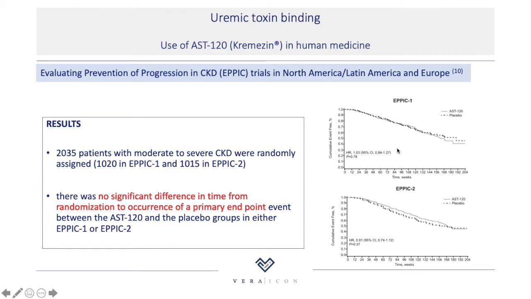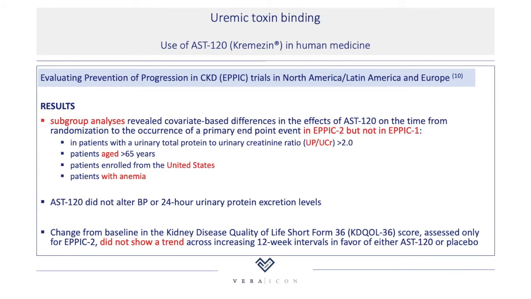Now, when we look at the primary endpoint, or the reaching of the primary endpoint in the EPIC-1 and the EPIC-2 trial, you will see that there's no difference. So at first glance, when we're first looking at these results, we don't see a difference between people who are treated with AST120 or people that are treated with placebo in this study. So showing there's not really an effect of AST120 in CKD in these patients.